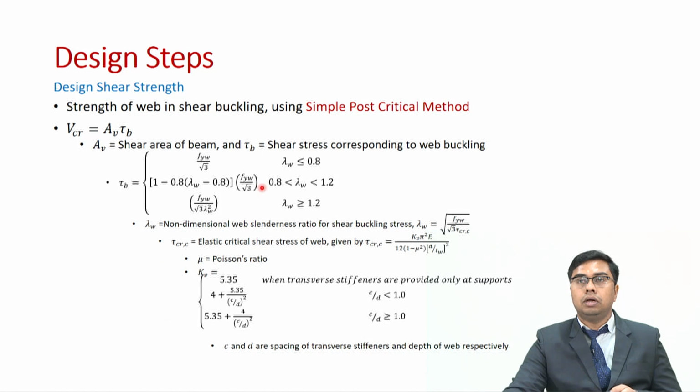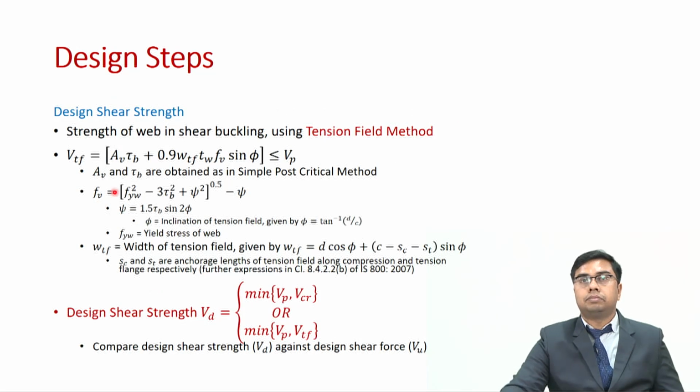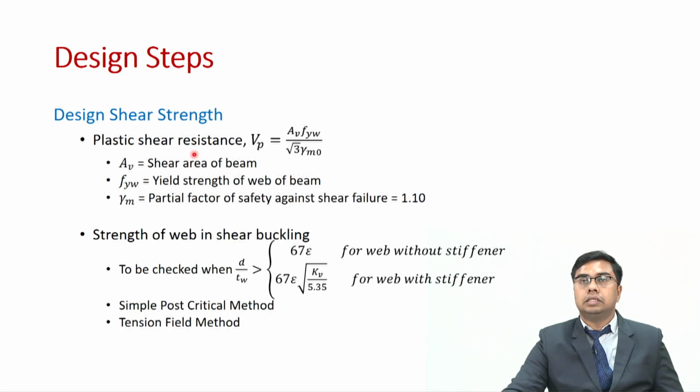You can always have a look into this. It will be more clear if you implement this using an example problem or a real life design. When you are using the tension field method, then you have the expression of the strength of web in shear buckling as VTF being equal to AV tau b plus 0.9 times WTF into TW into FV into sin phi, and this has to be less than or equal to Vp. What is Vp? Vp is the plastic shear resistance.